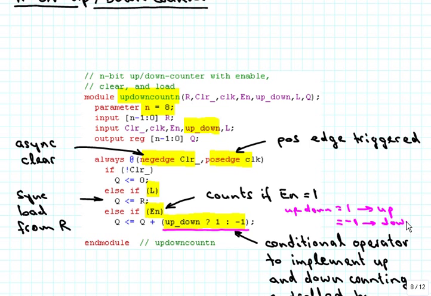Okay, so this is kind of a nice construction to make it go either up or down. Of course, we could also have used an if statement, but this looks a little bit more elegant than that.